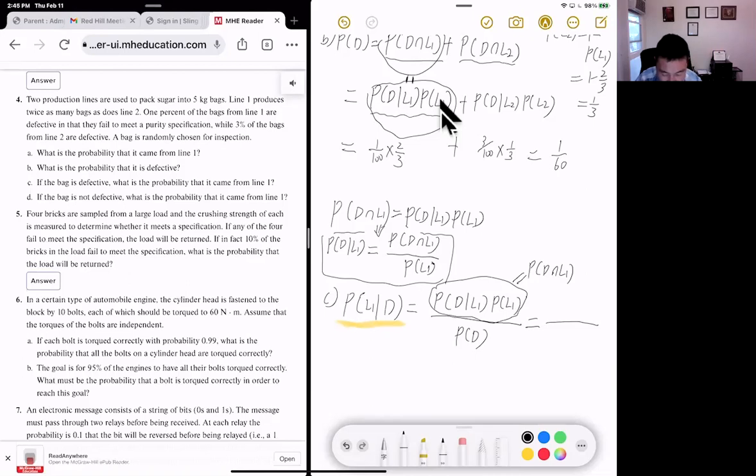And the question tells us about all of this. For example, P(D given L1) is 1%. P(L1) is 2/3. And P(D) is 1/60. So the answer is 40%, 2/5.